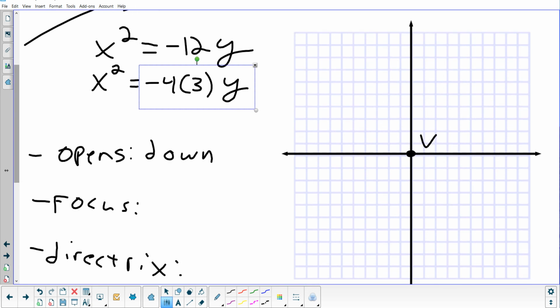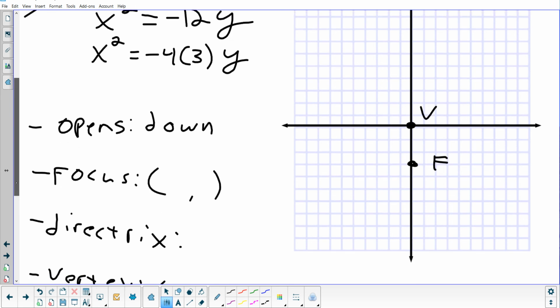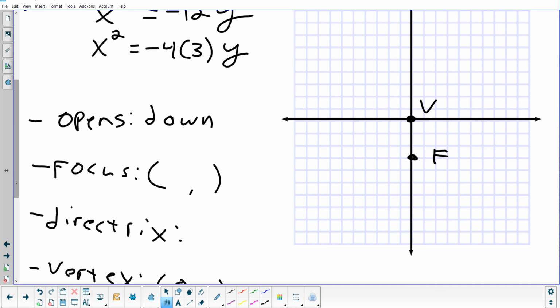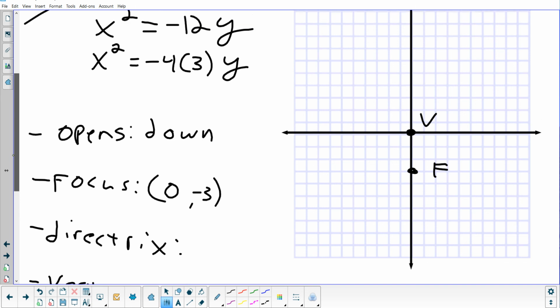Here's my vertex. How many units away from the vertex is the focus? Yep. 3. That's my A value. And it's 3 units which way from the vertex? Up, down, left, or right? Yeah? Down. 3 units down. 1, 2, 3. There's your focus. So what would be the coordinate of the focus? Sarah? 0, -3.